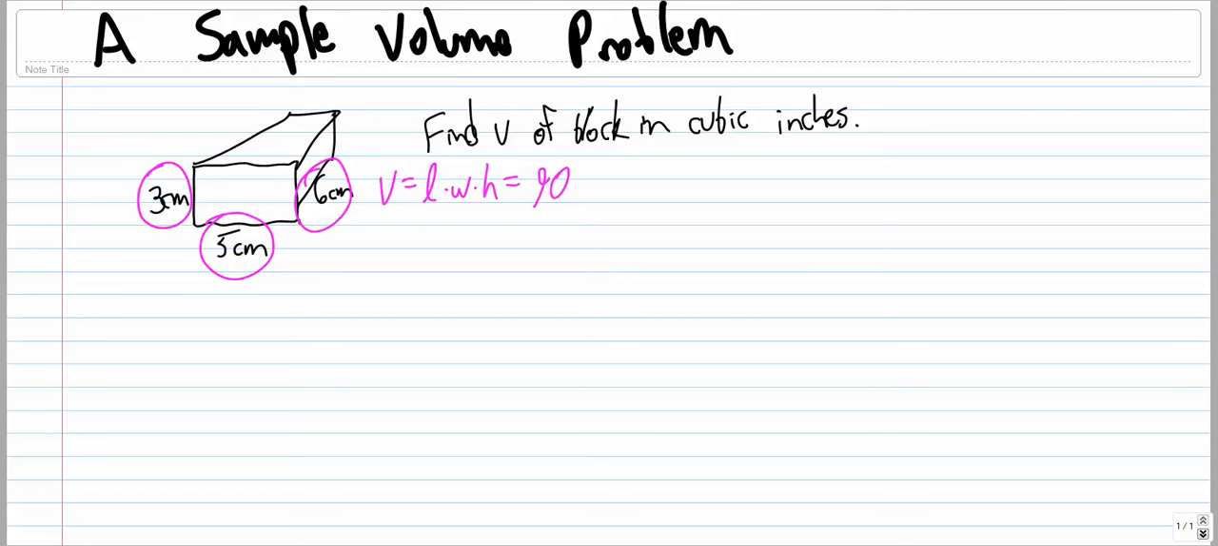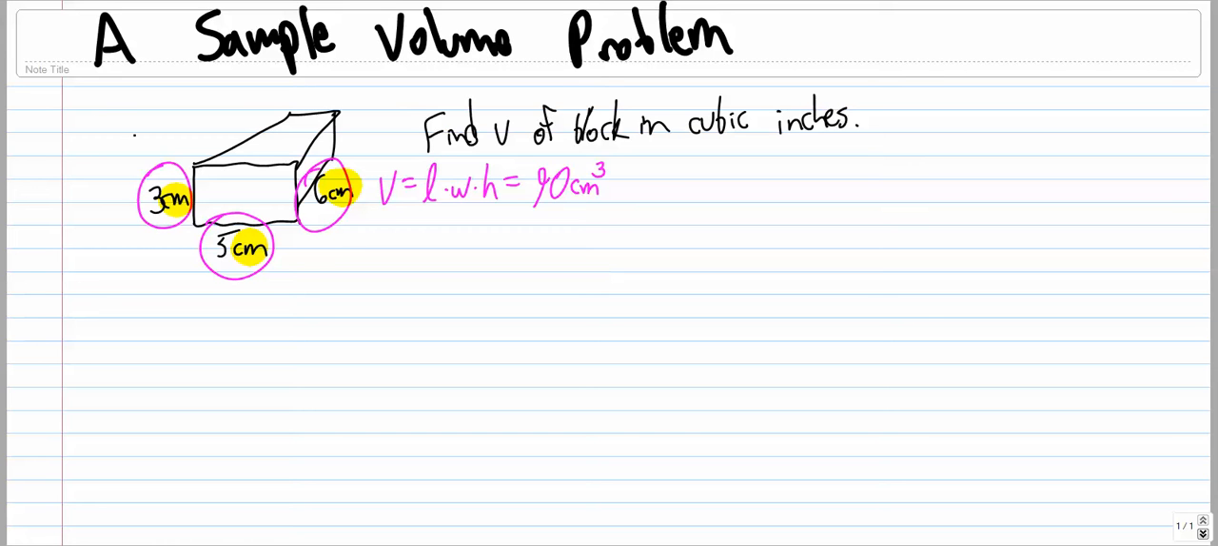90 what? Well, I've got centimeters times centimeters times centimeters. That's just cubic centimeters, cm3. A lot of kids see this cubic centimeters thing and they freak right out. You don't need to freak out. That's just a unit. That just means that the 90 is cubic centimeters. Nothing to stress about there.